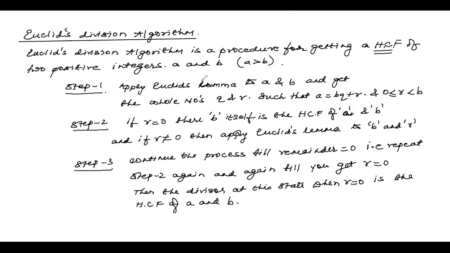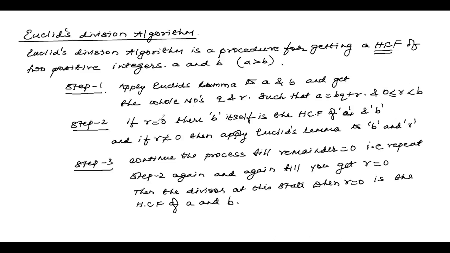Look, apply Euclid's lemma. What is Euclid's lemma? You know, okay. Apply Euclid's lemma to A and B and get the whole numbers Q and R such that A equals BQ plus R. And what is this R? Greater than or equal to 0, less than B. So this is Euclid's lemma you're applying in the first stage. Now, after getting Q and R, just check if R is equal to 0, then straight away you can say that the divisor B is the HCF of A and B.